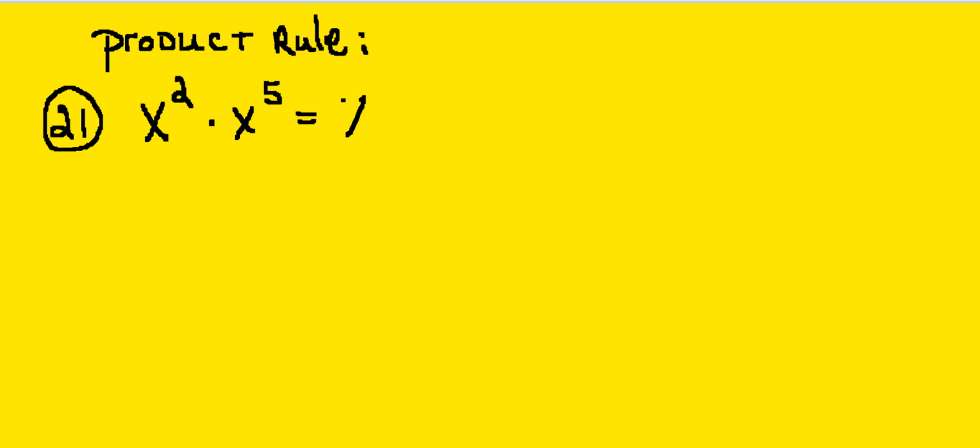Okay, next is about the product rule, and we'll do number 21. What's the product rule? The product rule states that x to the second power times x to the 5th power is going to give me x to the 7th power. We're going to add the exponents. Okay, simple as that. The bases are the same, so we can add the exponents. And that's our result.